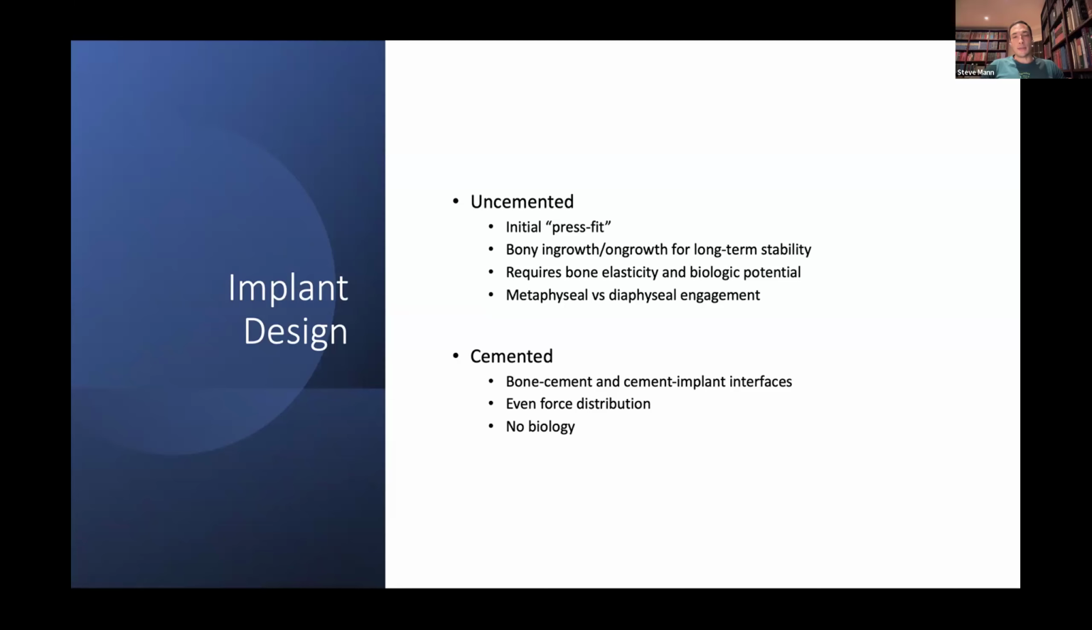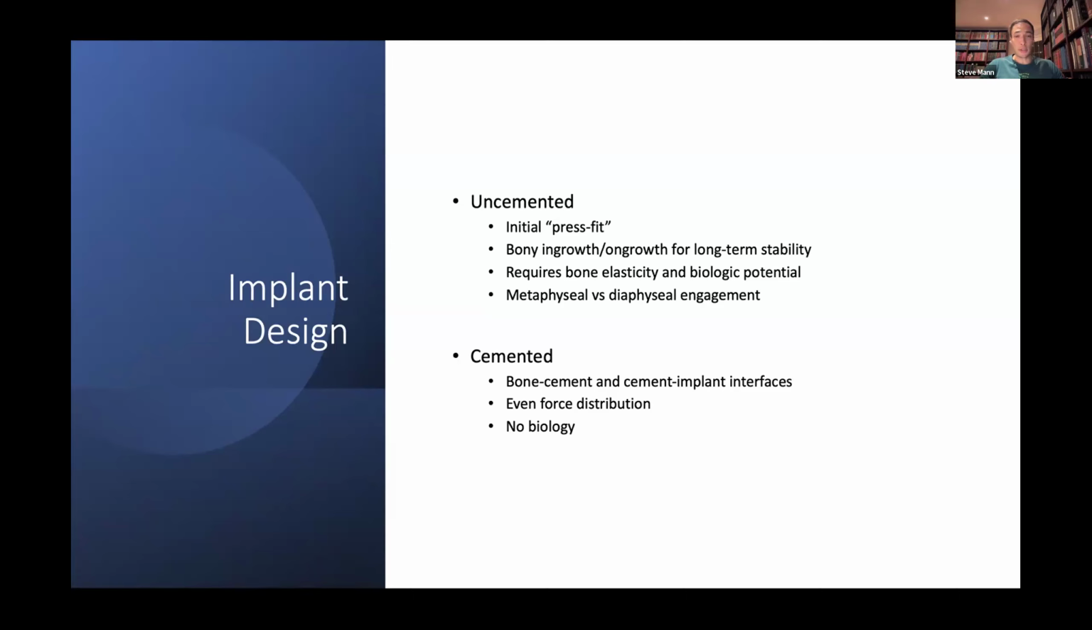On the femoral side, these implants can engage in the metaphysis, which is what most modern primary implants do, or down in the diaphysis. The downside to diaphyseal engagement is that you kind of bypass the proximal aspect of the femur, and if it doesn't get loaded, it may melt away over time. That's something called stress shielding.